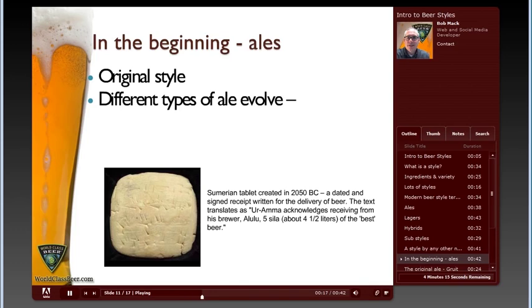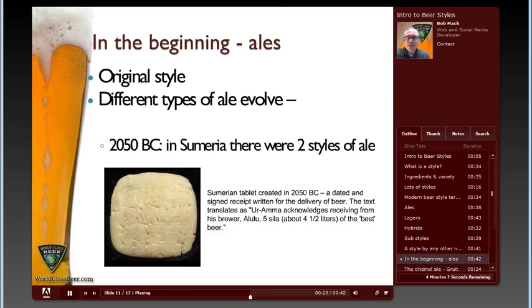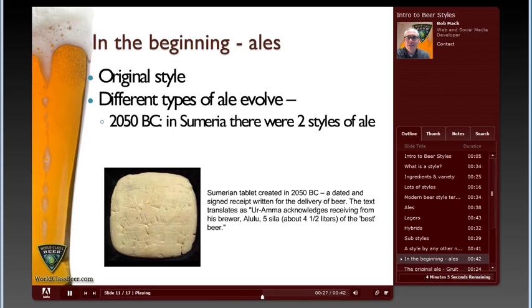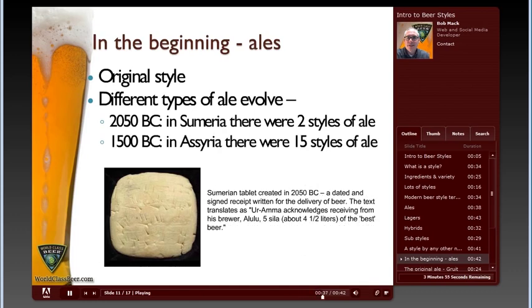The evolution of different types of beers is illustrated by ancient references to different types of beer or preferred variations of beer. For example, in 2050 BC in Samaria, there were two styles of ale. We know this based on an ancient tablet that mentions them. Also known from ancient writings, in 1500 BC in Assyria, there were 15 styles of ale.